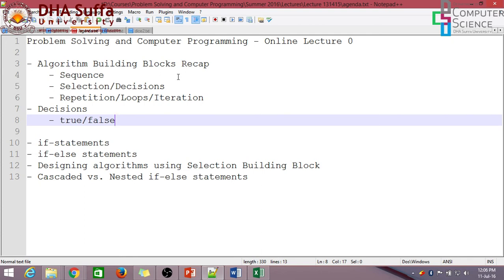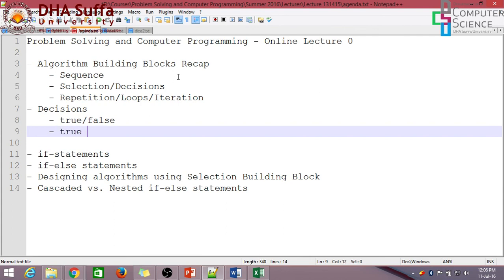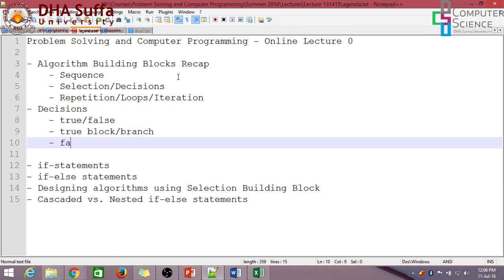So decisions are basically a fork in the road. At that point, the computer has to take a decision as to which set of statements it needs to execute. So by and large, a decision statement divides or bifurcates the program into two branches. One is the true branch, or we'll call that a true block, and the other is called the false block or the false branch.